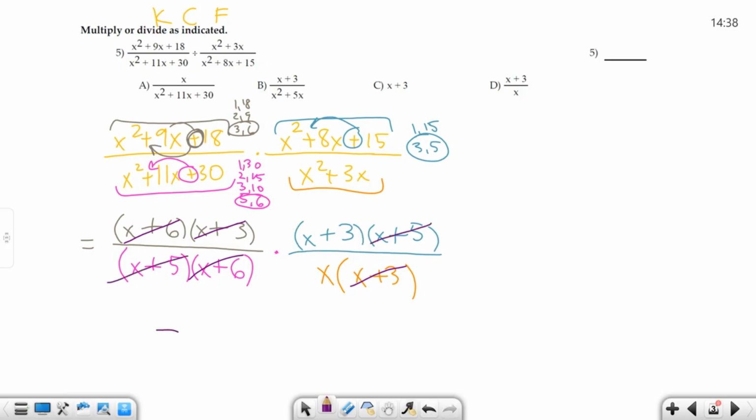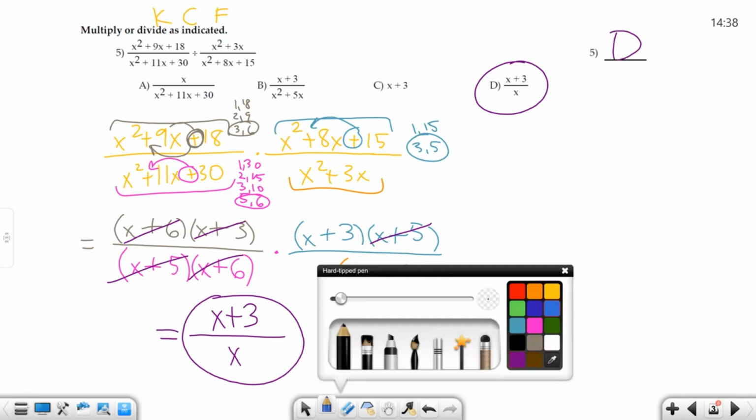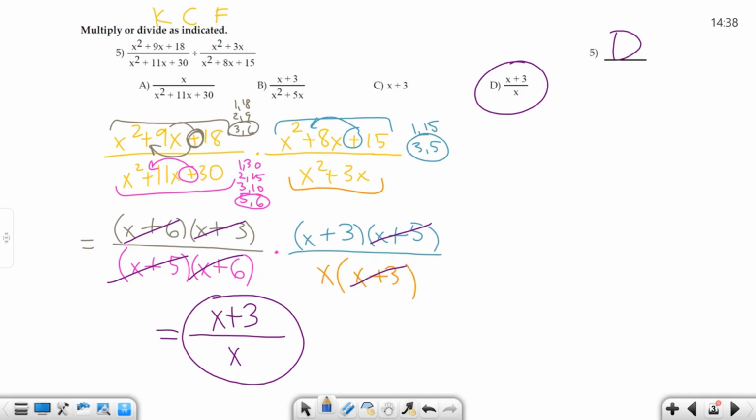So what am I left with when I do this? Well, I'm left with an x plus 3 in blue over an x in orange. And that is my final answer. X plus 3 divided by x. Do you see that answer here on number 5? And you do. It is D. So then D is our final answer here for number 5.